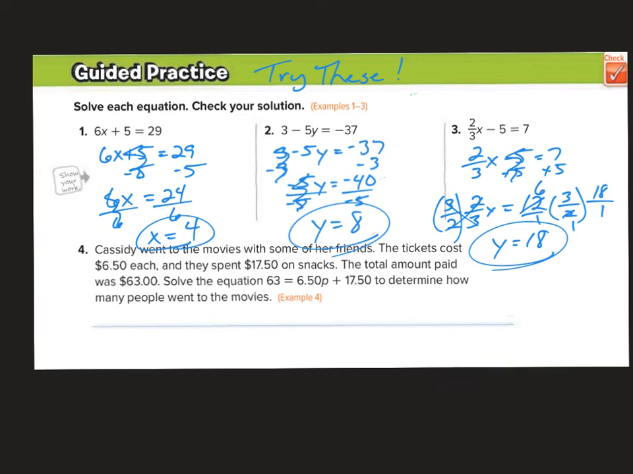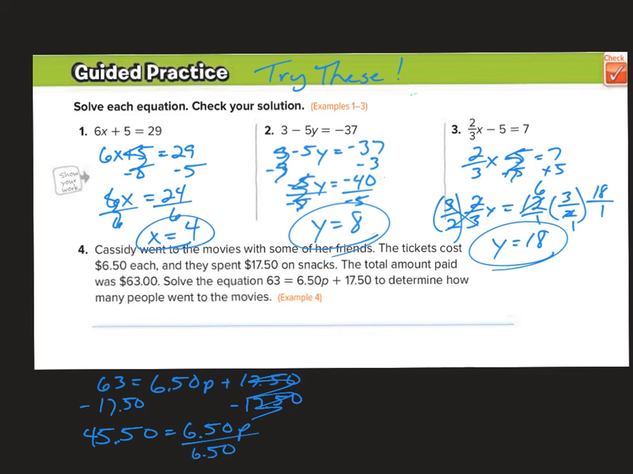So we've got our equation, which is 63 is equal to 6.50p plus 7.50. To start the solution process, I'm going to subtract 7.50 from each side of the equal sign. This side cancels. And I'm left with 63 minus 7.50, which is 55.50, equals 6.50p. And now I divide both sides by 6.50.